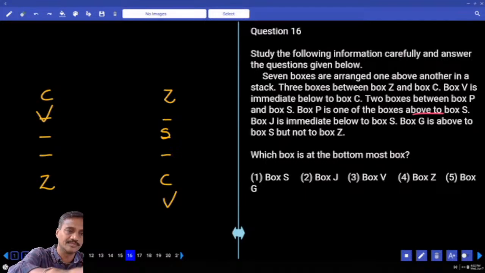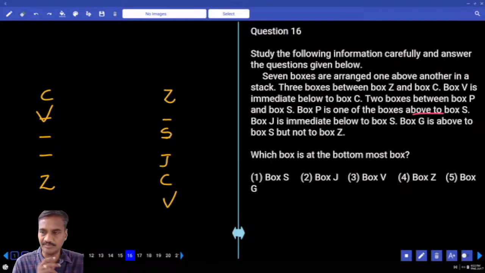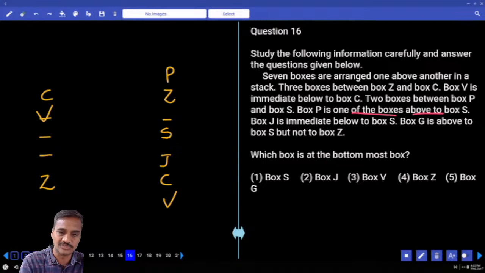Now follow here. Then next one. What is the other case we have? S and J. Now if S and J were like this, then P is one of the boxes above S. Now P will be at this. 3, 4, 5, 6, 7. Now 7 boxes. G is above S, but not Z. Now this is G. If this is G, 1, 2, 3, 4, 5, 6, 7, this is the final arrangement. Done.